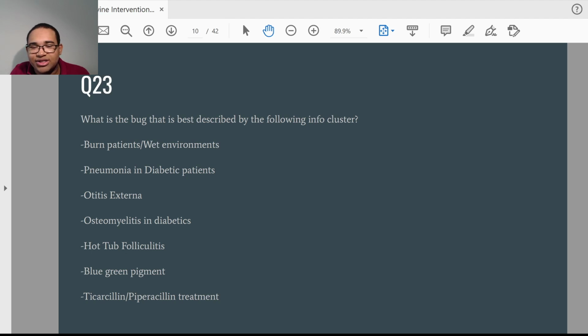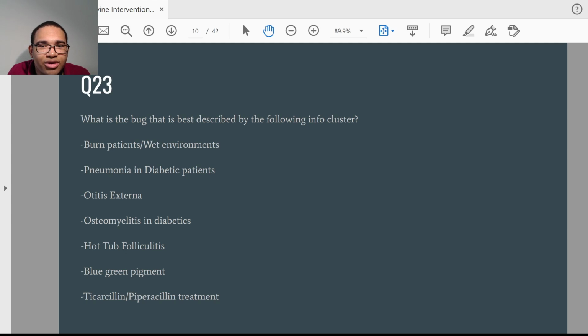Now, what is the bug that is best described by the following information cluster, right? So burn patients, wet environment, this one should be easy. Pneumonia in diabetic patients, otitis externa, right? So an external ear infection, osteomyelitis in a diabetic, hot tub folliculitis, okay? Blue-green pigment, and you want to know what causes that blue-green pigment. I'll talk about that on the following slide. And then you can treat this with ticarcillin or piperacillin with tazobactam.